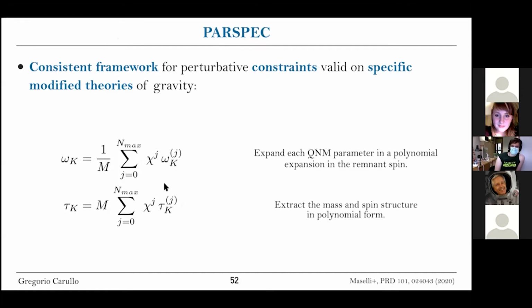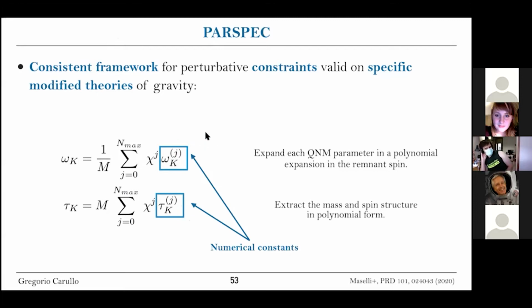And so what you do is that you take your spectrum and you simply expand it in powers of the remnant spin, because the mass dependence is easy. You expand it in terms of the remnant spin, and this is just the remnant spin to some power j, and then these coefficients here are just numerical constants, which means that they are independent of the specific black hole you are considering. So you don't have to average anymore in some sense.